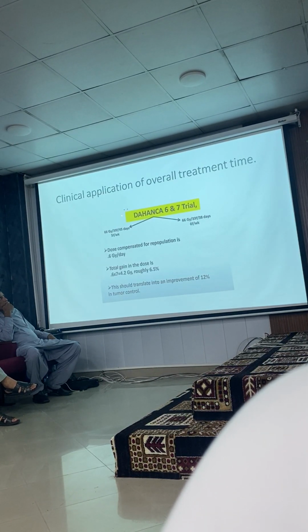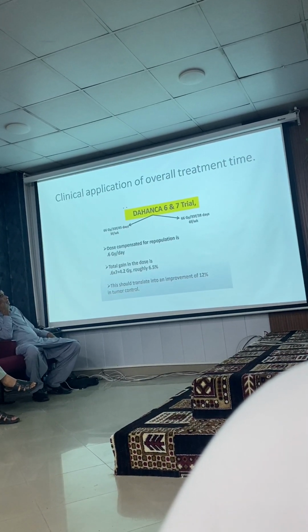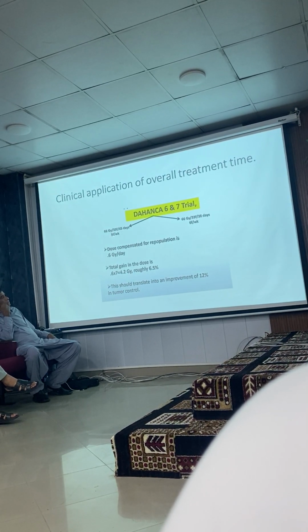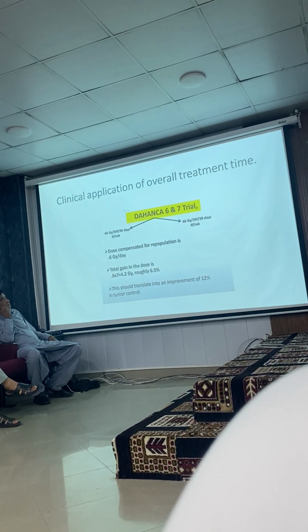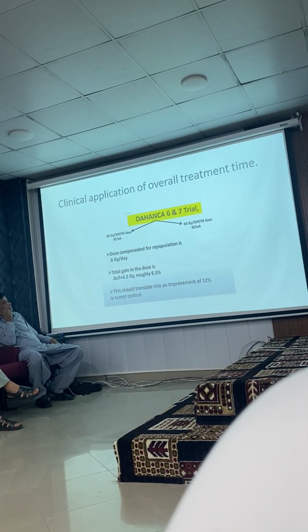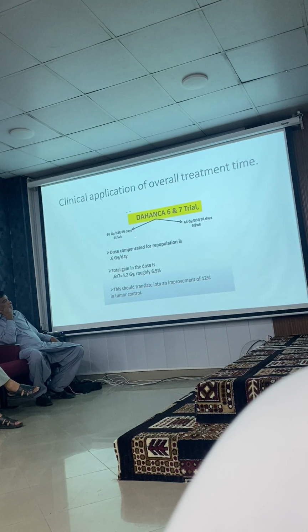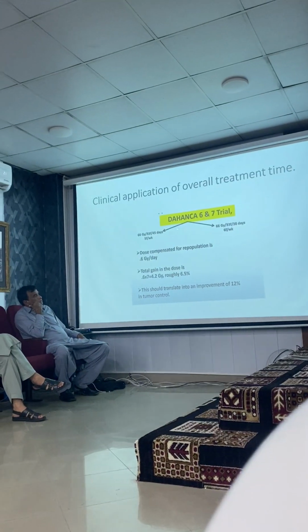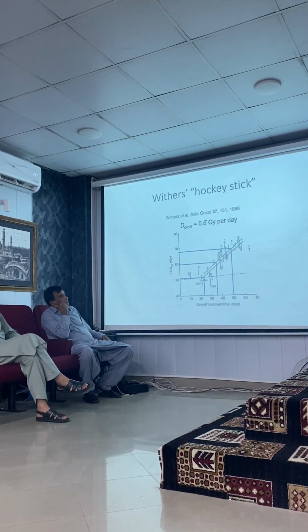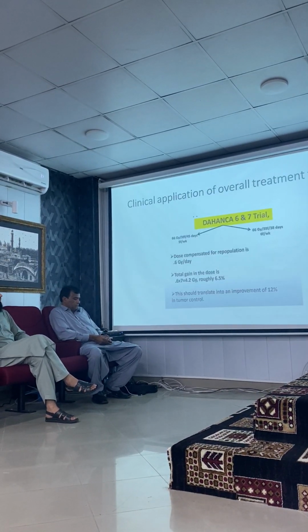And this is a clinical application. So DAHANCA 6 and 7 trials were done, 66 gray in 33 fractions in 45 days with 5 fractions per week, which is what we do generally. It was compared with 66 grays in 33 fractions, but in 38 days, so 6 fractions per week. The dose is same, the fractions are same, but the treatment time has been reduced by a week. And what we see here is the repopulation is 0.6 gray per day.